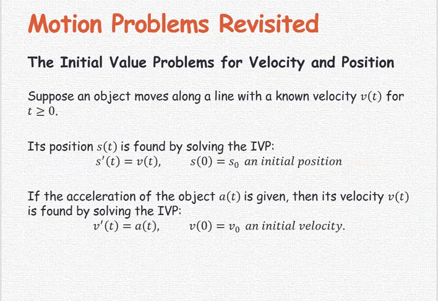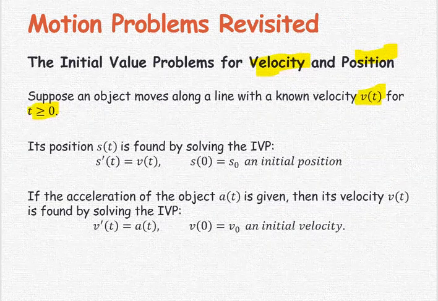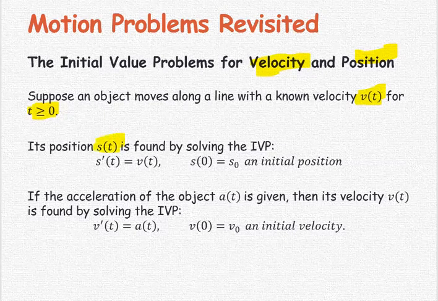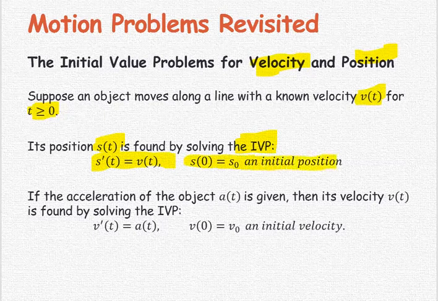Motion problem revisited: the initial value problems for the velocity and position. Suppose an object moves along a line with unknown velocity v(t) for t greater than or equal to 0. Its position s(t) is found by solving the initial value problem, the differential equation s'(t) = v(t), where s(0) = s0, which is an initial position.